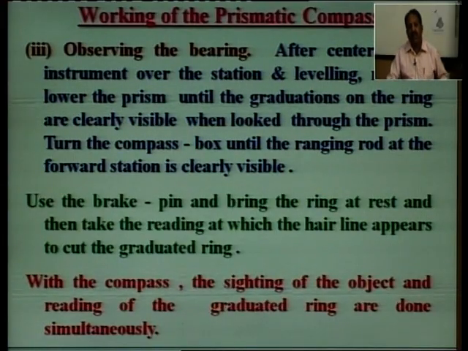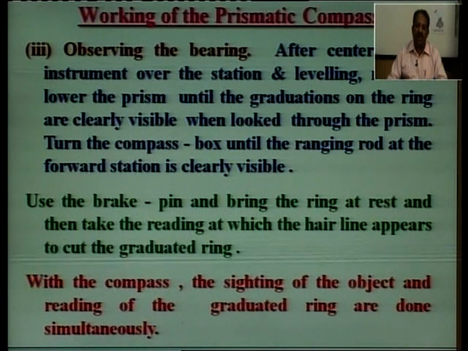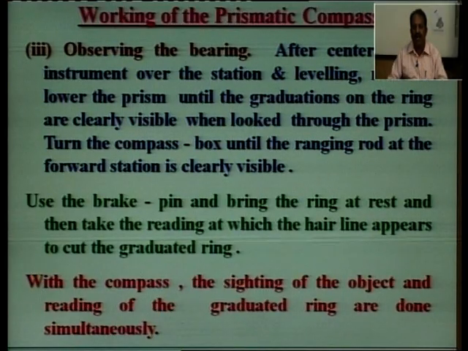A very important part of the working of the prismatic compass is observing the bearings or taking the readings. After centering the instrument over the station and leveling the instrument, raise or lower the prism until the graduations on the ring are clearly visible. When looked through the prism, turn the compass box until the ranging rod at the forward station is clearly visible. Use the brake pin and bring the ring to rest, and then take the reading at which the hairline appears to cut the graduated ring.